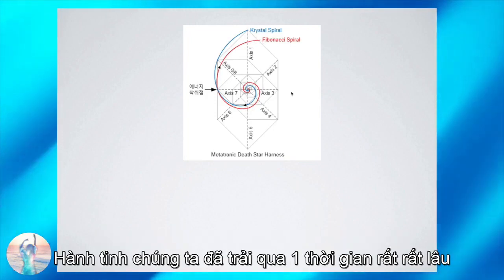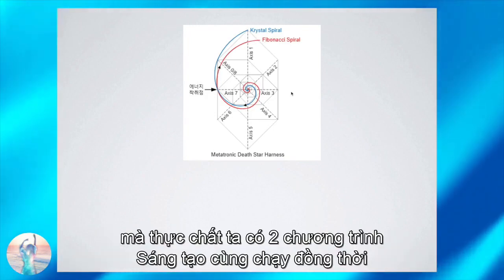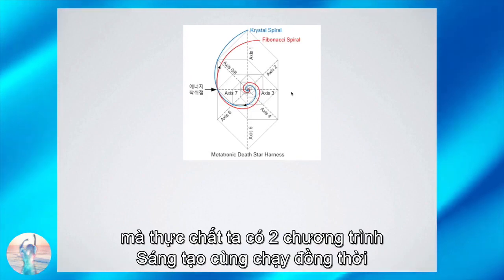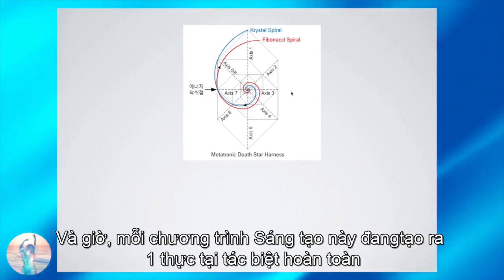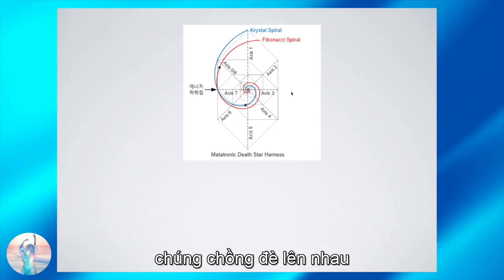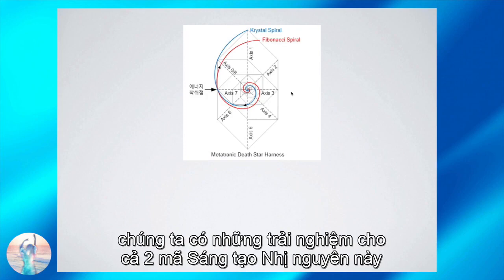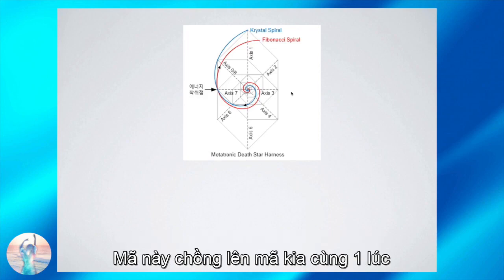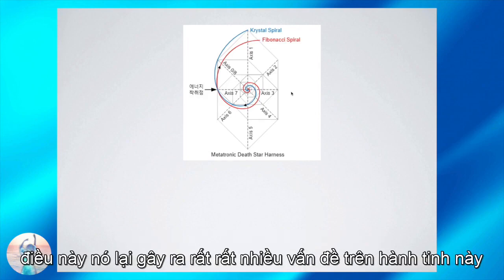Now, on this planet, for a very long time, we've actually had both creational programs running simultaneously. Each of these creational programs creates a completely separate reality with its own geometry and physics and laws and stuff like that, and they're actually overlapping on top of each other. We're actually experiencing both of these creational code programs on top of each other at the same time, which has caused many problems on this planet.